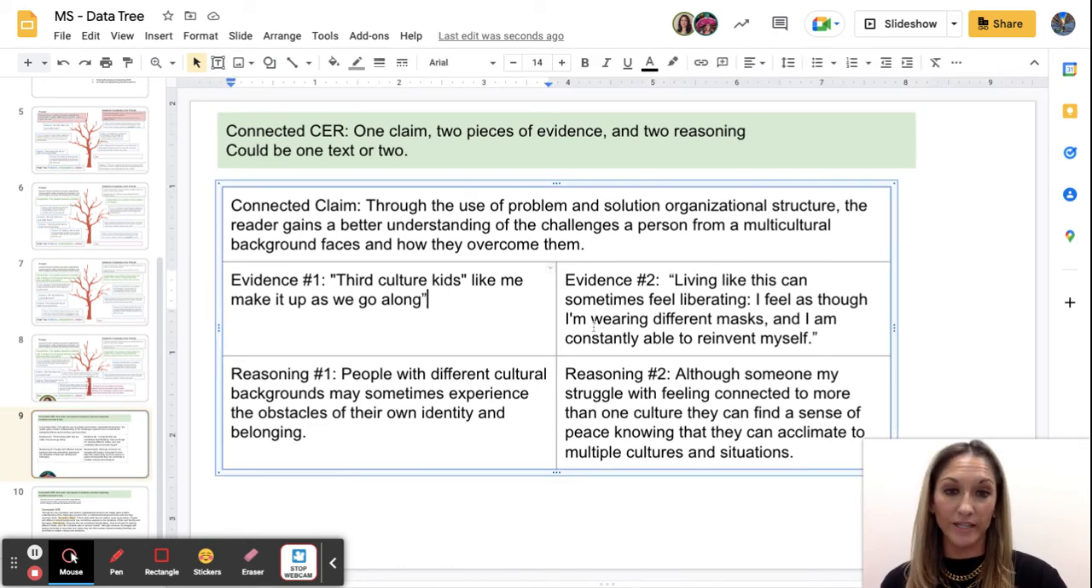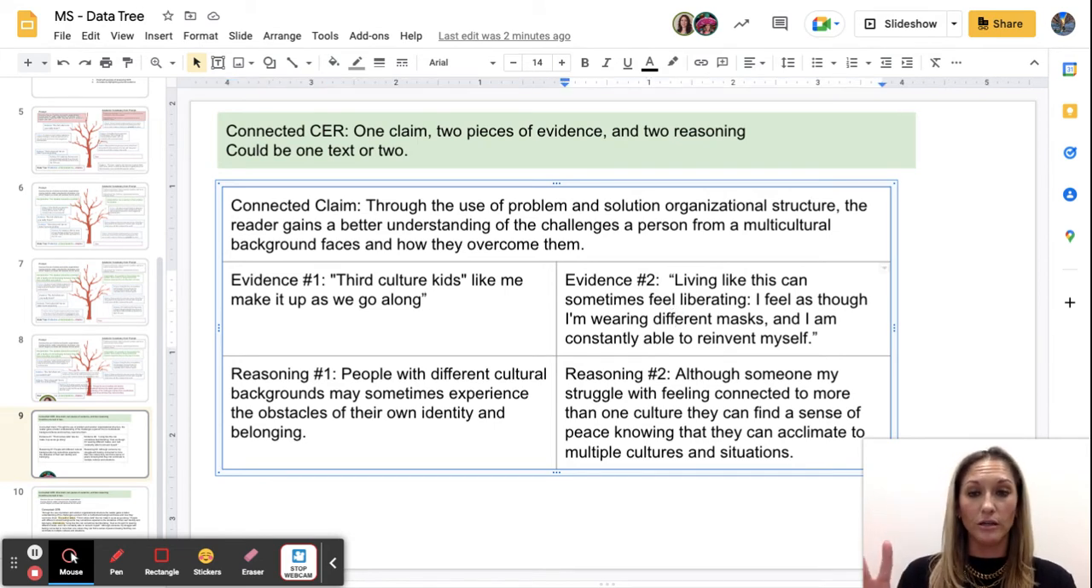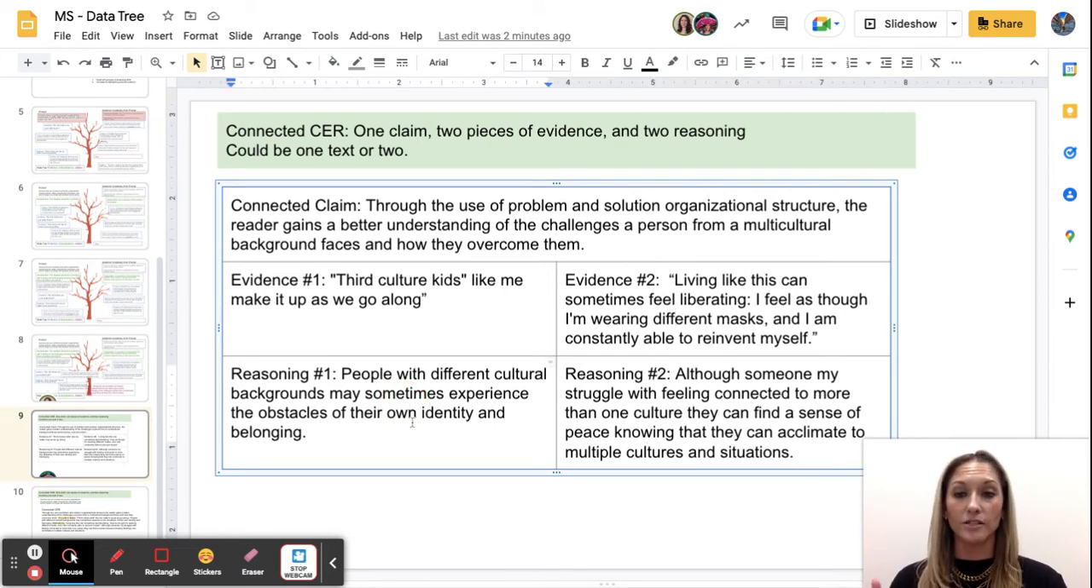in these two boxes. So I have my evidence 1 for problem. I have my evidence 2 for solution. And then I craft my reasoning. So this is from my own interpretation, my own claim. What is the reasoning I came up with? People with different cultural backgrounds may sometimes experience the obstacles of their own identity and belonging. So this matches this piece of text evidence.